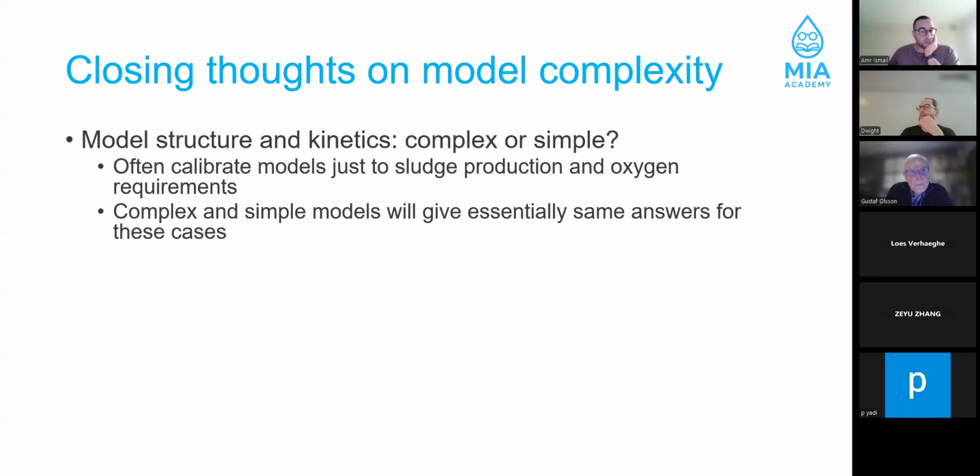My argument is that complex and simple models will give essentially the same answers for most applications. And that actually complex models are, in a sense, when you apply them to simple applications, like sleeping giants. So most of the model will simply fall asleep or be inactive, and only the processes that are relevant to your application will come to life and govern the simulated behavior of your process. So that's my argument in those cases.